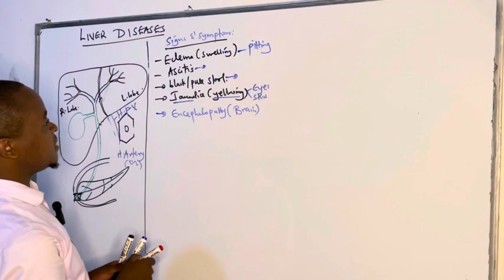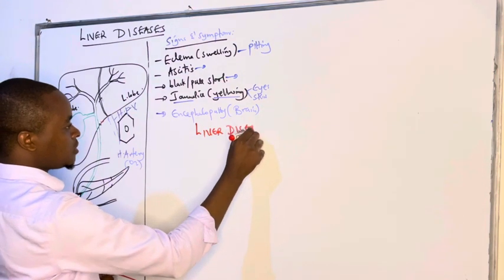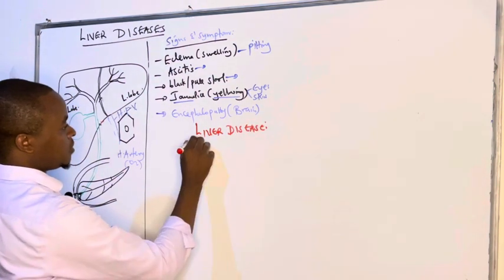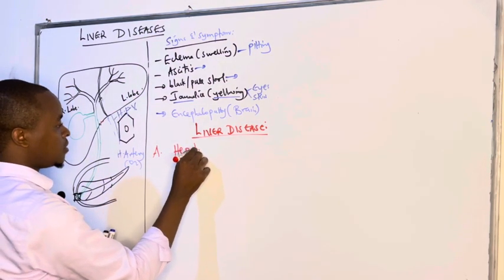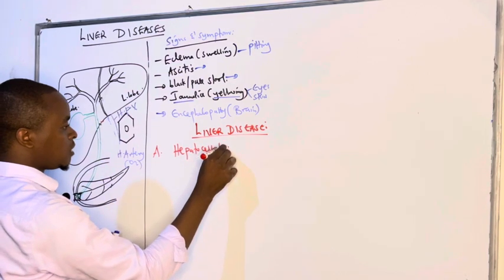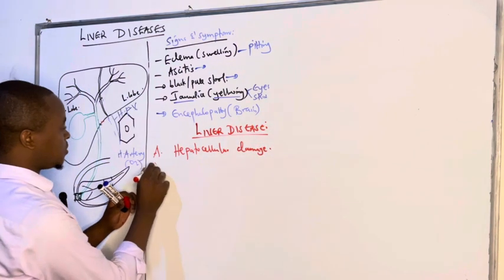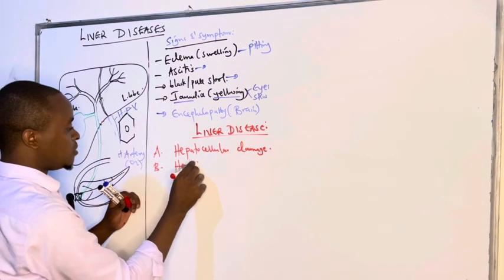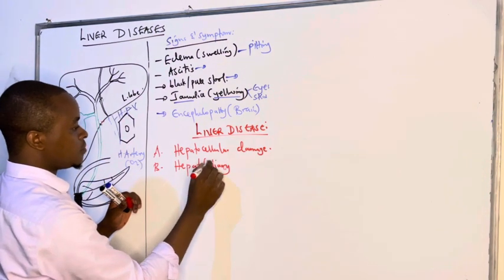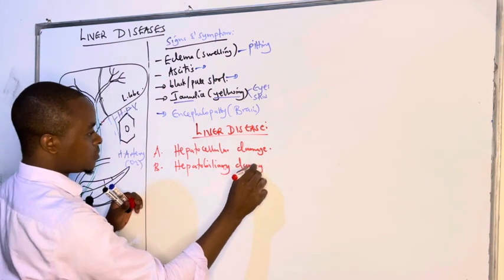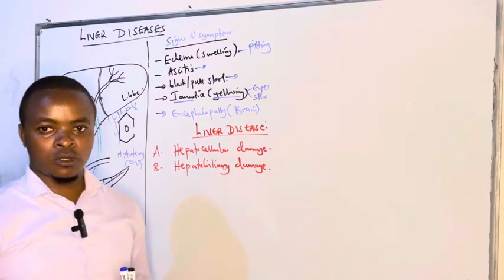So as we begin liver diseases, these liver diseases are divided into two: one, hepatocellular diseases, the diseases that cause hepatocellular damage, and those that cause hepatobiliary damage. So this is how we can categorize liver diseases into two.